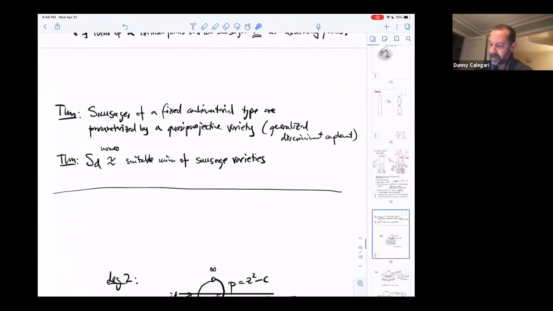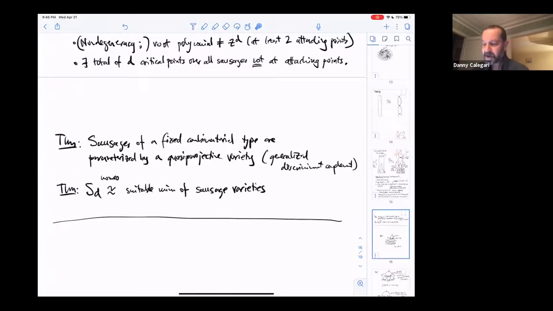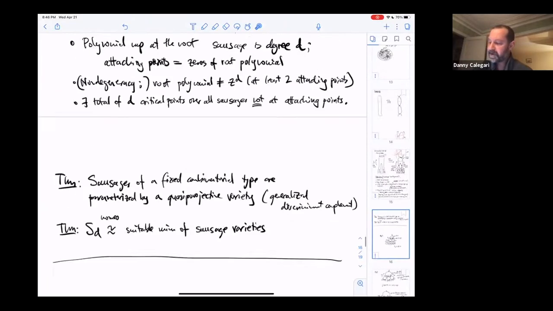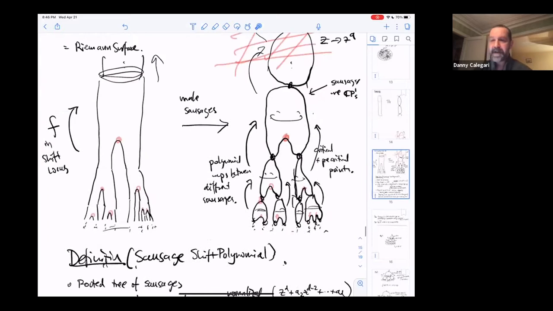So the theorem, if you need a theorem, is if we look at sausages of a fixed combinatorial type, they're parameterized by a quasi-projective variety. That's not so difficult. It turns out that for all but finitely many sausages, the degrees of these maps are always one. And since these maps are normalized, the only map of degree one is just z goes to z. So there's no information contained in these polynomial maps for all except finitely many of them.